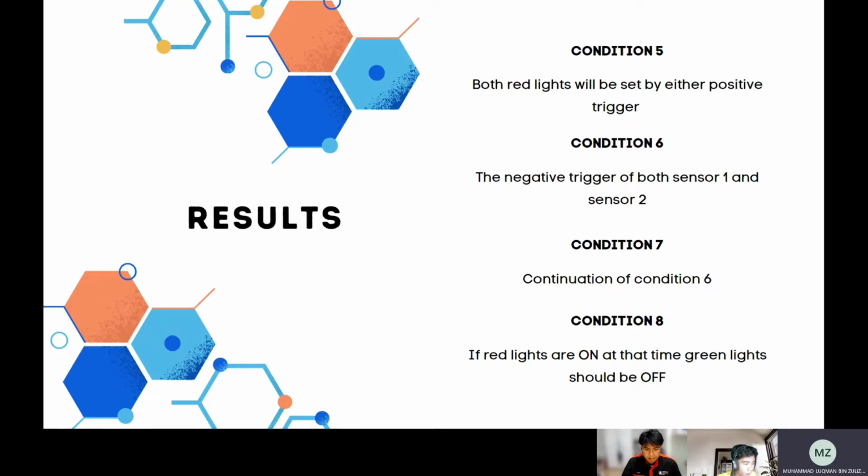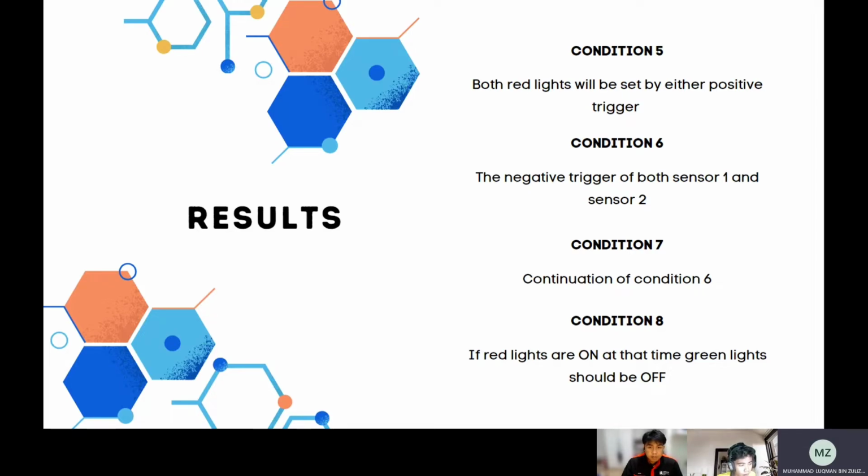For condition 5, both red lights will be set by either the positive trigger of sensor S1 or sensor S2, because when a car enters the empty passage, both red lights Q0.2 and Q0.3 will prohibit car entry and exit from both sides.